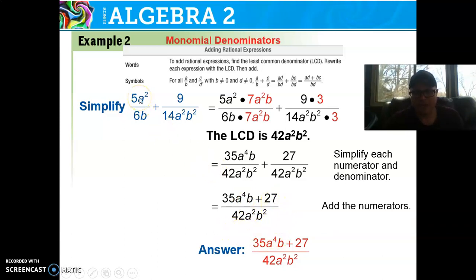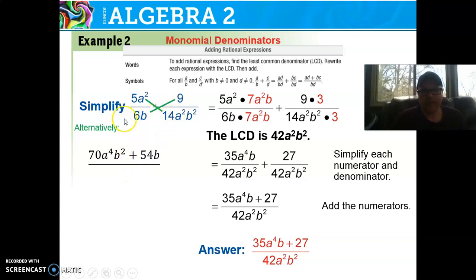Alternatively, if we use kind of like a cross multiplication, we see it's a plus sign, so we keep a plus sign. We can multiply across 5a squared times 14a squared b squared, and that gives us 70a to the 4th b squared. And then we can multiply the other cross product. 9 times 6b is 54b. And then we can multiply the two denominators together and put them on the bottom. 6 times 14 is 84a squared b to the 3rd.